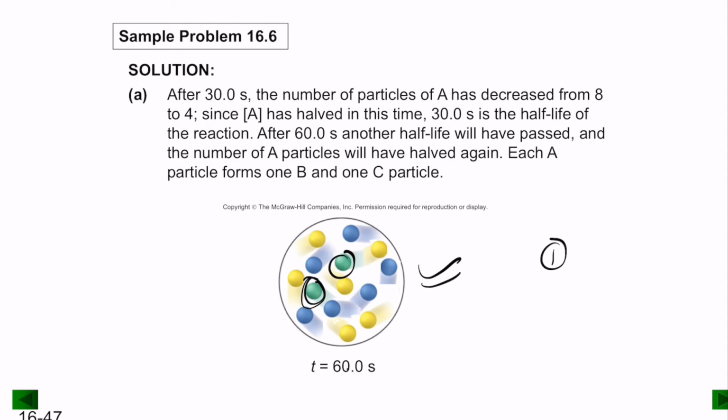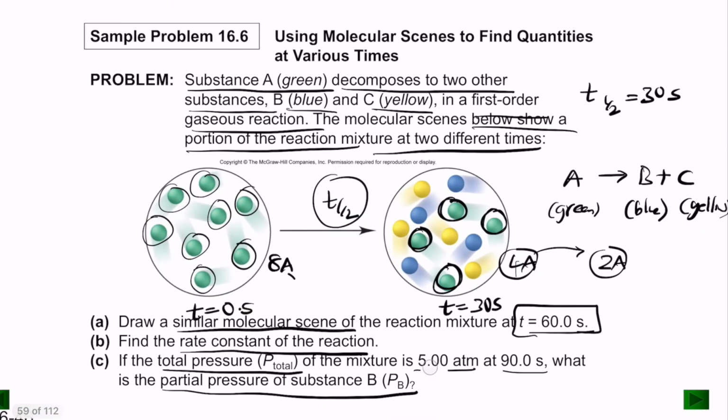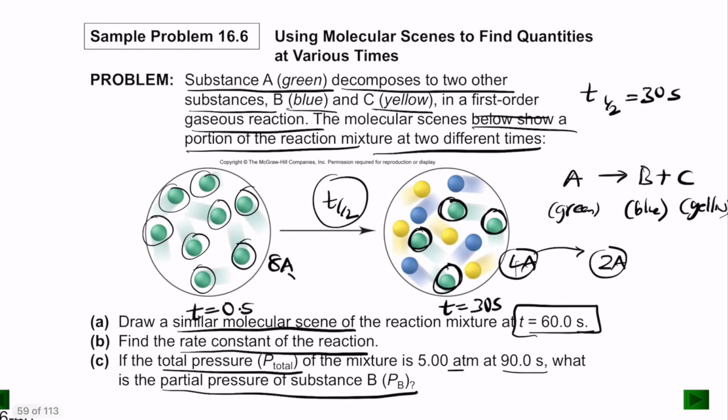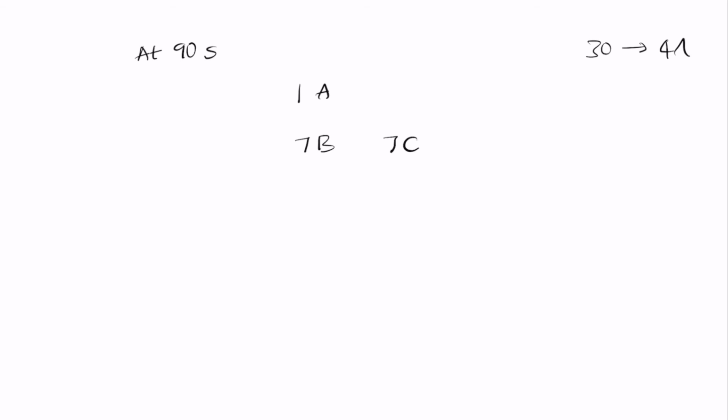Let's take the third problem. If the total pressure is 5 atmosphere at 90 seconds, what is the scene at 90 seconds? At 90 seconds, we have 1 A molecule, 7 B molecules and 7 C molecules. Remember that at 30 seconds there were 4 A's, at 60 seconds there were 2 A's, and at 90 seconds, half-life again, 1 A. So you only have 1 A left now, which means the rest, 7 A's, have been converted into 7 B's and 7 C's.